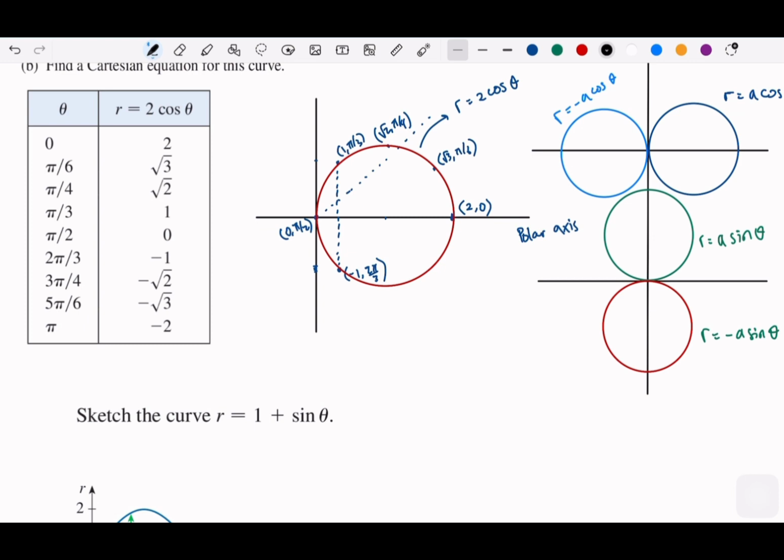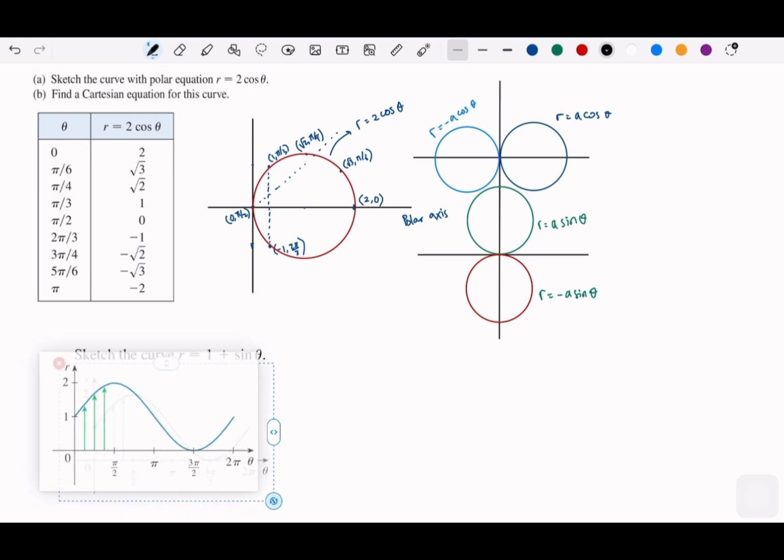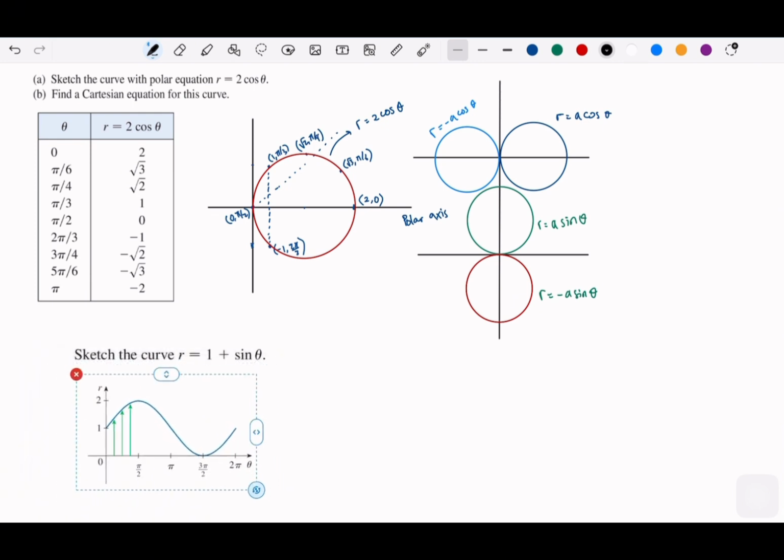So sketch the curve r equals 1 plus sine theta. We could map one point, like a special angle value that's easy to count. And to help with that, I have this table of values of r for different values of theta, just to help out for sketching the curve. So this is graph r as a function of theta.